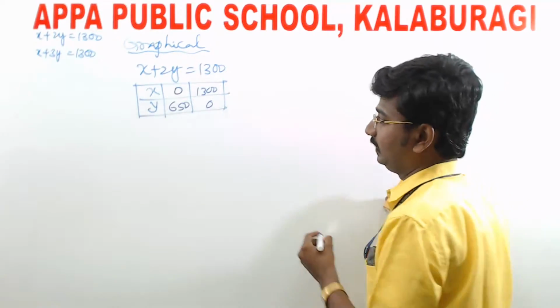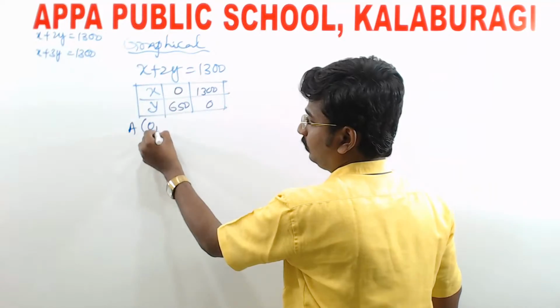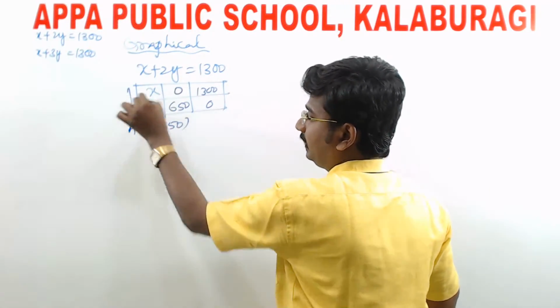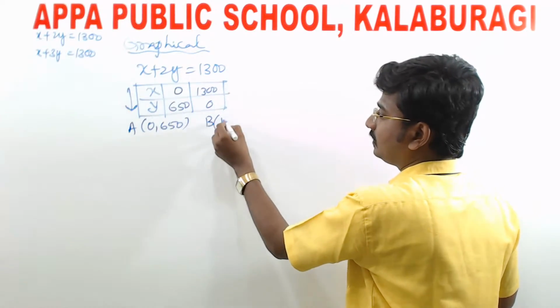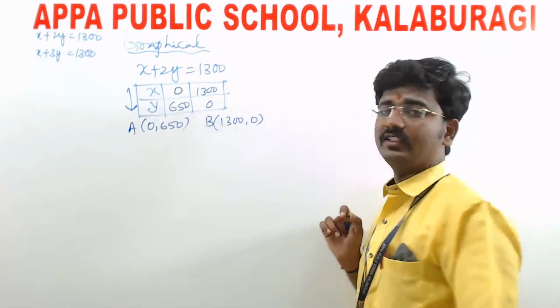So what can I say? Point A is (0, 650), because every time I write the points as (x, y). Point B is (1300, 0).